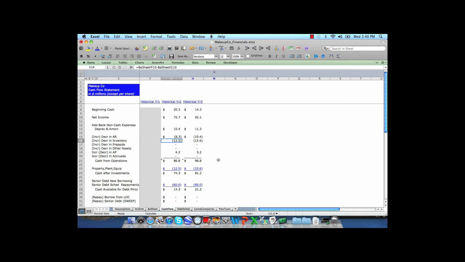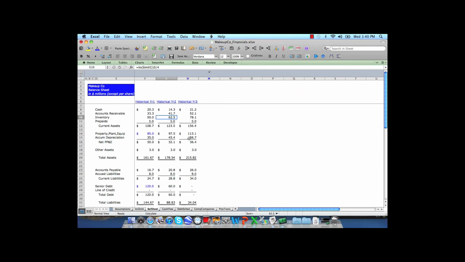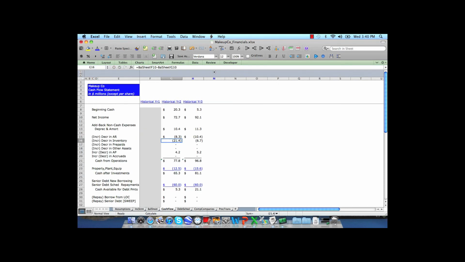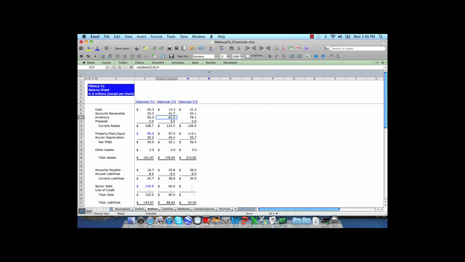And let's just highlight that. It's going to hit this decrease in inventory number, which is 12.5 now. And if we go back and redo our little change from 4 to 3.5 turns, 21 million spent to boost inventory. And if we undo that, again, it's back to that 12 million.